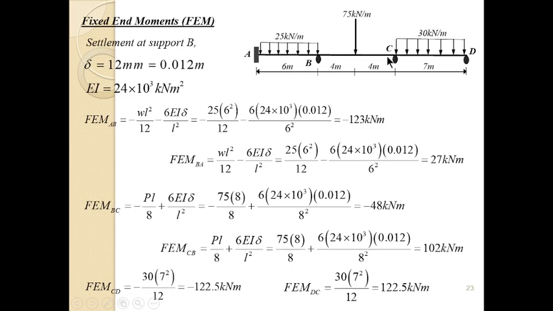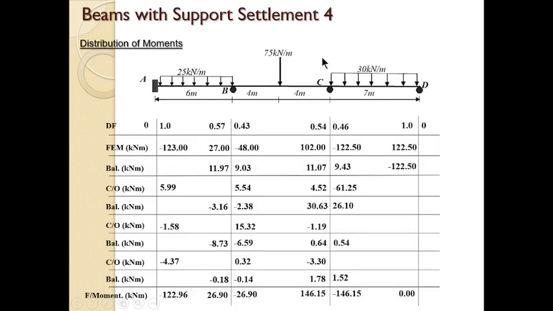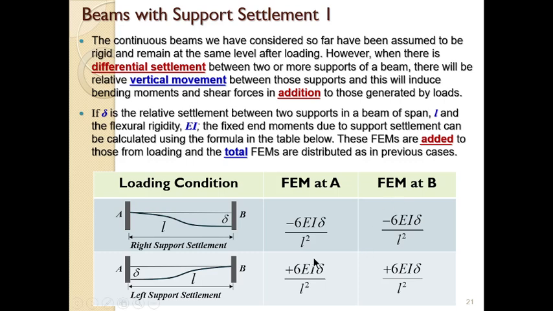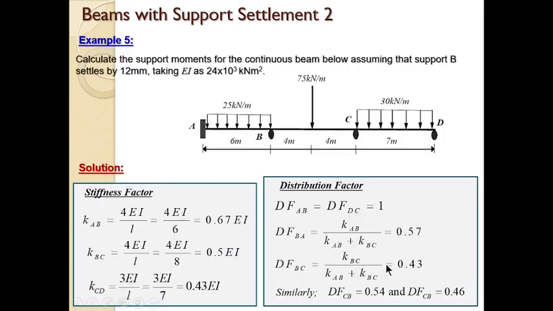So we go to BC. By the time you move to BC, notice that support B is the one settling down, which is now the left support. When we examined AB, it was the right support, and the value of the fixed end moment for the settlement was negative. But when we have BC, it becomes the left support, and so the value of the fixed end moment due to support settlement will now be positive. Let's again go back and confirm that. Remember this table: if it is the left support that is settling, the 6EI delta over L squared will be positive for both sides. So take note of that.